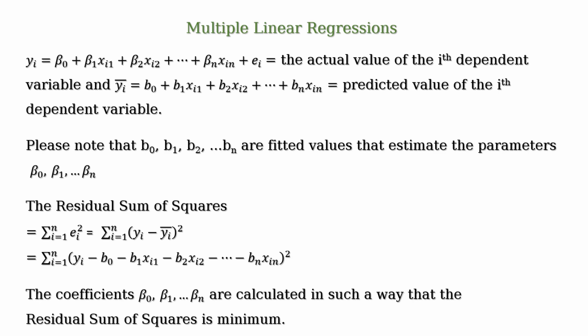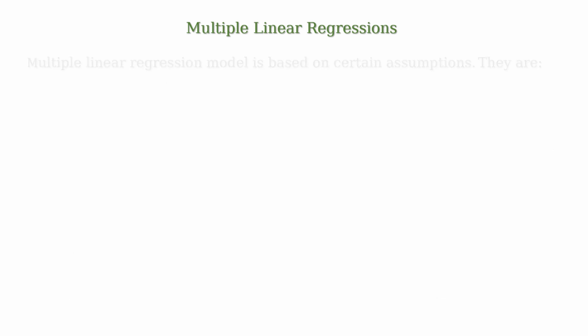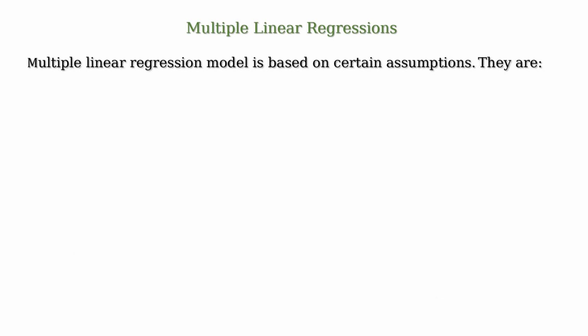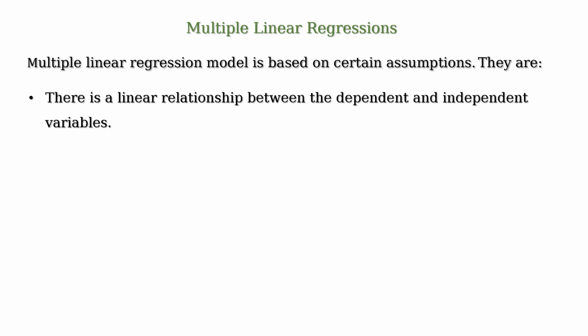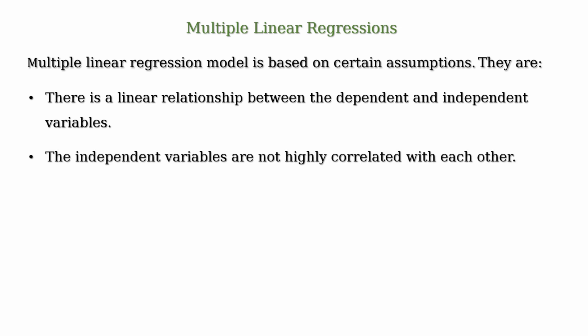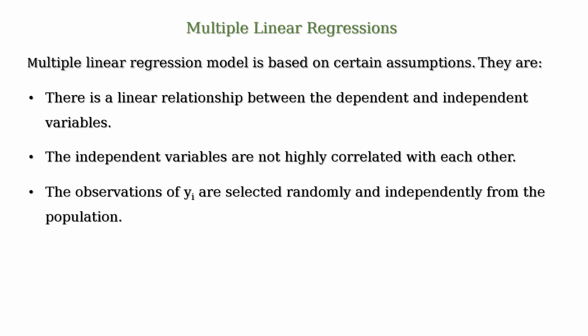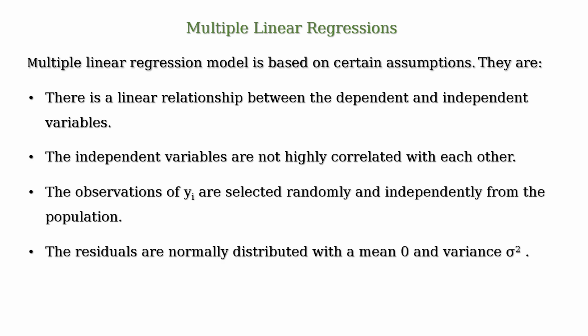Please note that the multiple linear regression model is based on certain assumptions. There is a linear relationship between the dependent and the independent variables. The independent variables are not highly correlated with each other. The observations of yi are selected randomly and independently from the population, and the residuals are normally distributed with a mean 0 and variance sigma square.